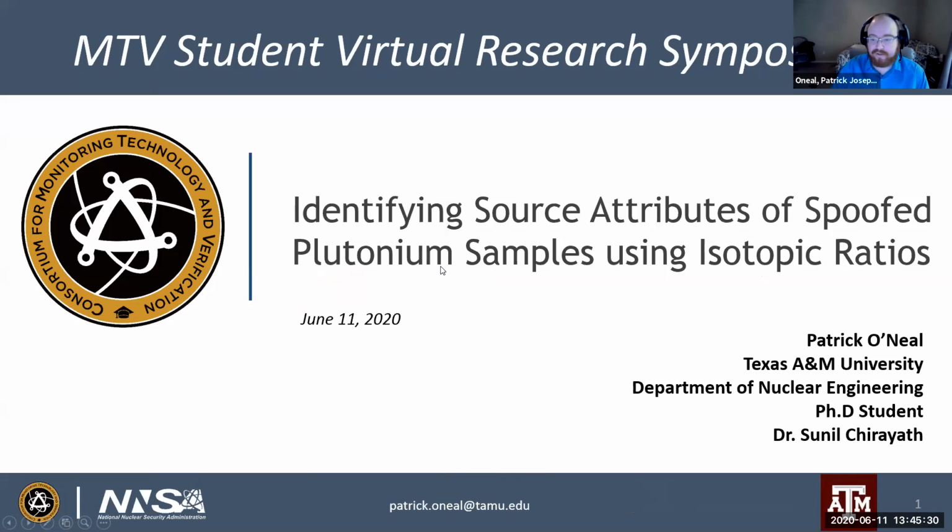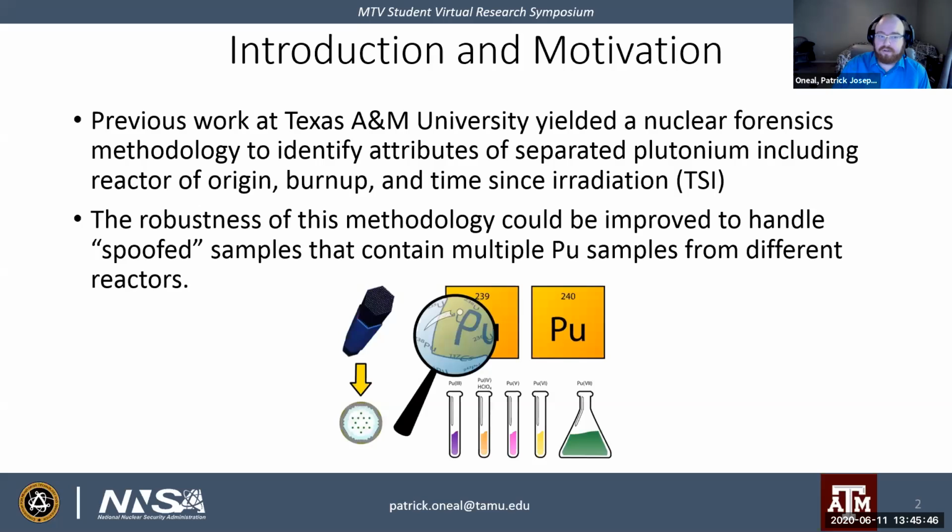So thank you for the introduction. My name is Patrick O'Neill. I'm a PhD student out at Texas A&M, and I work with Dr. Chirioth. And today I'm very excited for the opportunity to share some work we've been doing, identifying the source attributes of spoofed plutonium samples using isotopic ratios. So as an introduction, some previous students at Texas A&M were able to develop a nuclear forensics methodology to identify certain attributes of separated plutonium samples, which include reactor of origin, the burnup, and the time since irradiation.